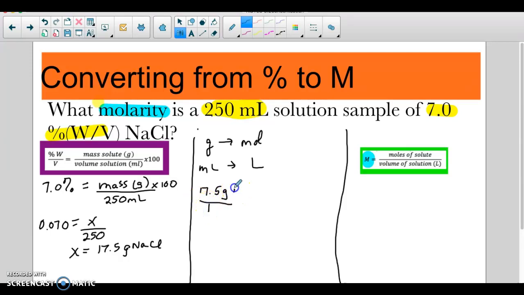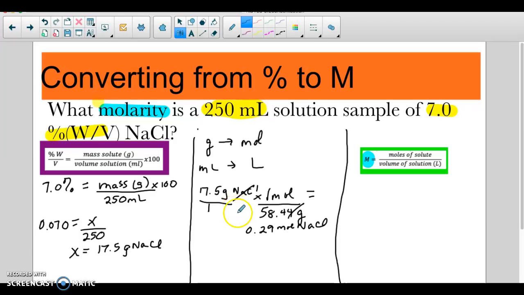I have 17.5 grams of sodium chloride. I know the molar mass from previous questions. It's just 22.99 for sodium plus 35.45 for chlorine, which gives me 58.44. So there's that many grams in 1 mole. So I have 0.29 moles of sodium chloride, and I'm going to be moving that over in just a second.